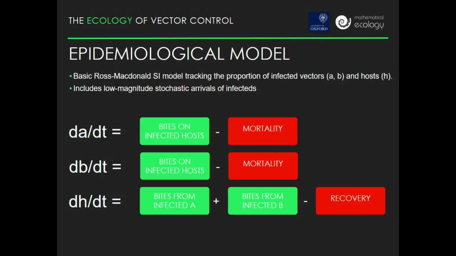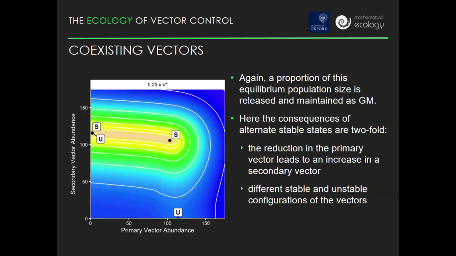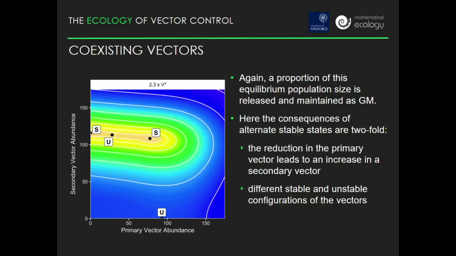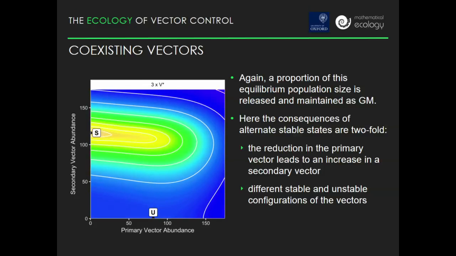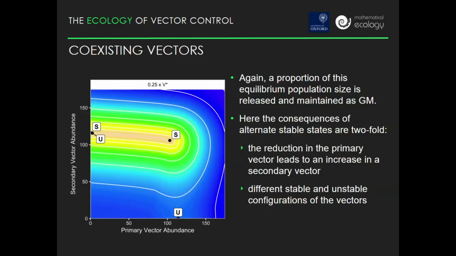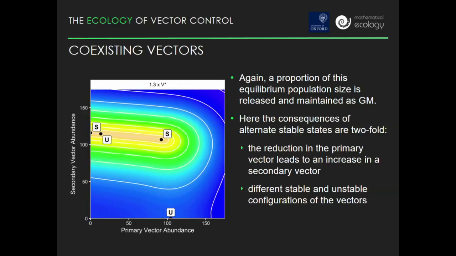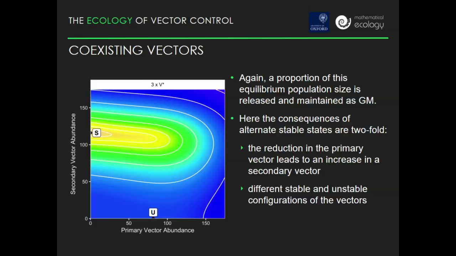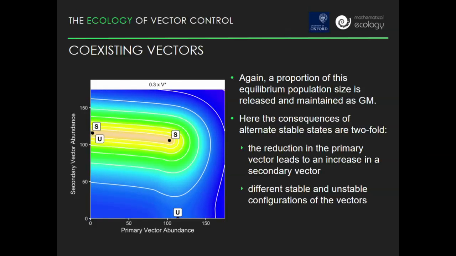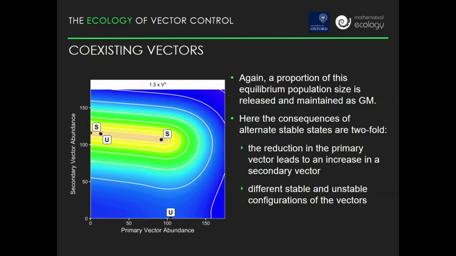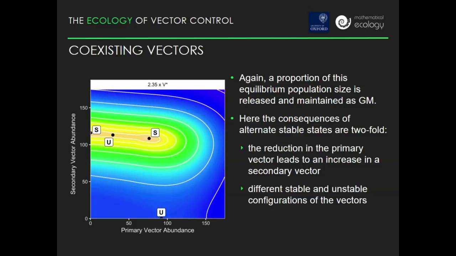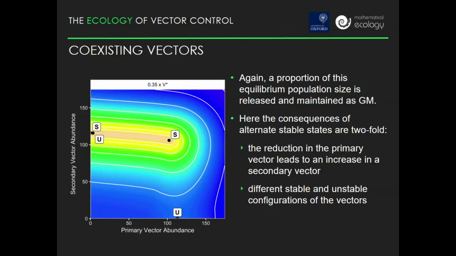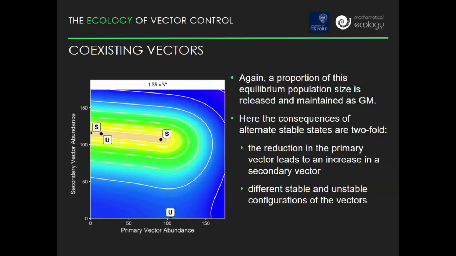So on to the results. What we observed, if you have coexisting vectors and you introduce a GM mosquito release, is that you create the same sort of bistable configuration that we observed for the single species model. And it's separated by this saddle point that is effectively an Allee effect. It's functionally, in terms of the model, the same sort of process.